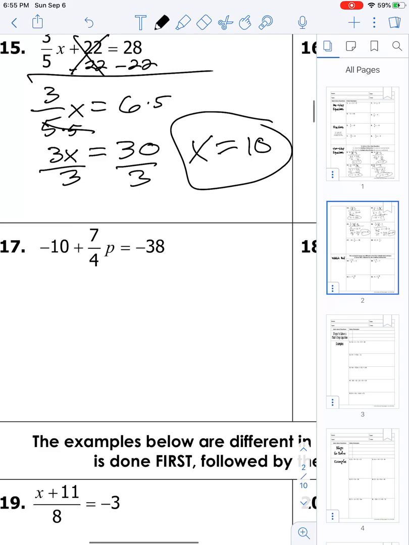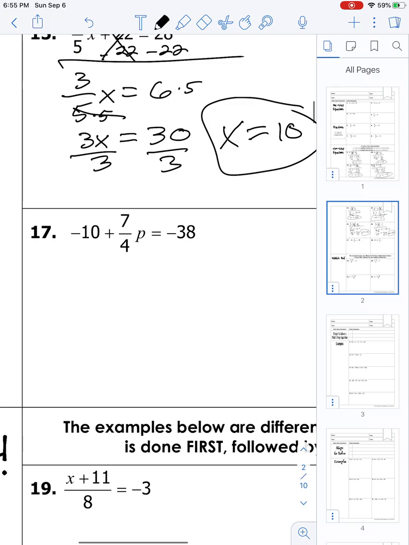Number 17. Again, they kind of switch it around on you a little bit. So what we need to look at is what number, obviously we're solving for p, right? What number is kind of by itself? Well, this negative 10 is by itself, so we need to get rid of it. And it is a negative 10. So to get rid of it and move it to the other side, we need to add 10 to the other side. Now that cancels out, and be careful with this.